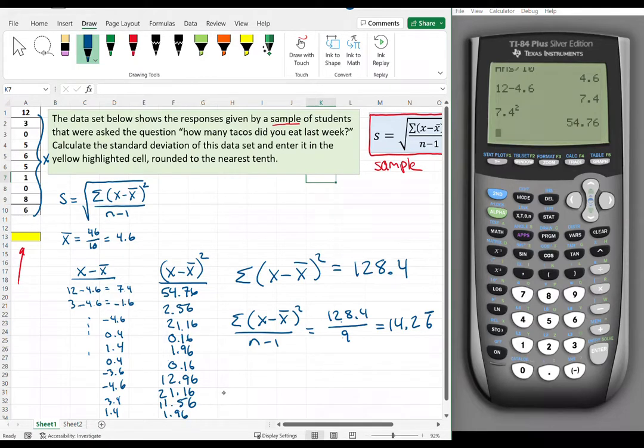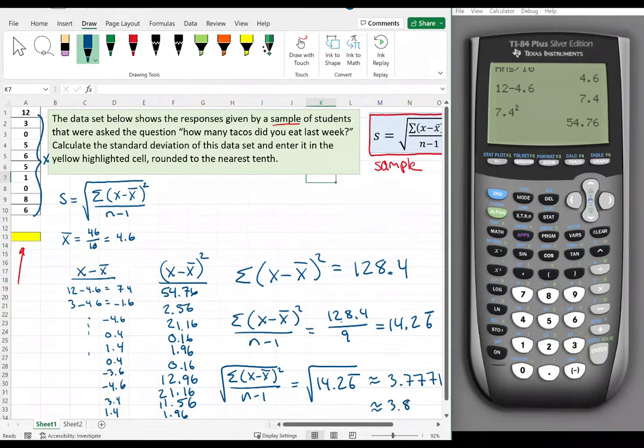And then finally, we have to take the square root. And that's the last step in the formula, x minus x bar squared divided by n minus 1. So that's going to be the square root of 14.2 with the 6 repeating. And if we round that to, maybe we'll use 5 decimal places. We always want to use more than we need. Oh, actually, no, this is the last calculation. So let's just say I got 3.7771. So we'll round that to 1 decimal place, 3.8.